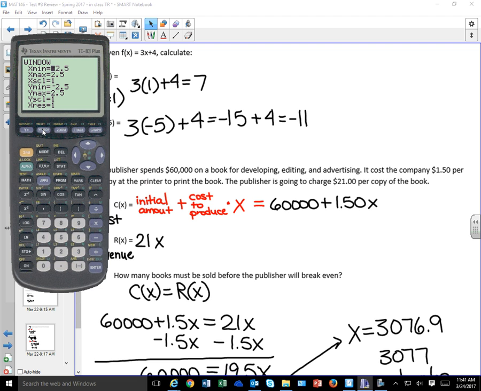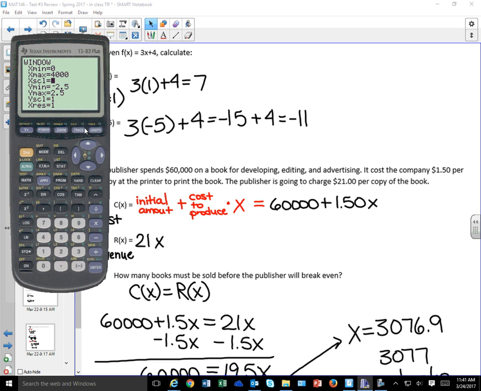If you don't want any negative y values, then you'll have y start at 0. If you don't want any negative x values, you start x at 0, so you can kind of choose. In this case, we're talking about cost, so we're just going to start at 0. Okay, and for x, that's our number of books that we're producing, so let's say we just go up to 4,000.